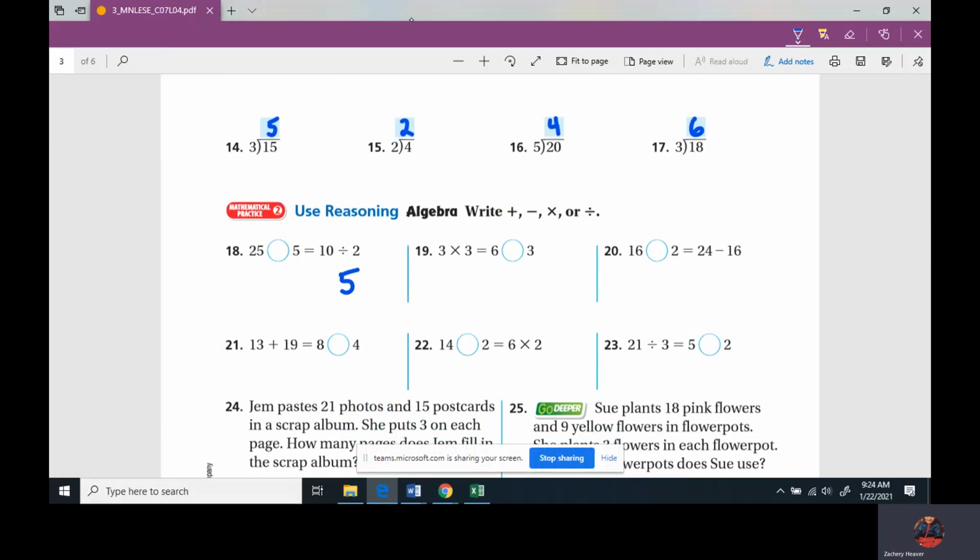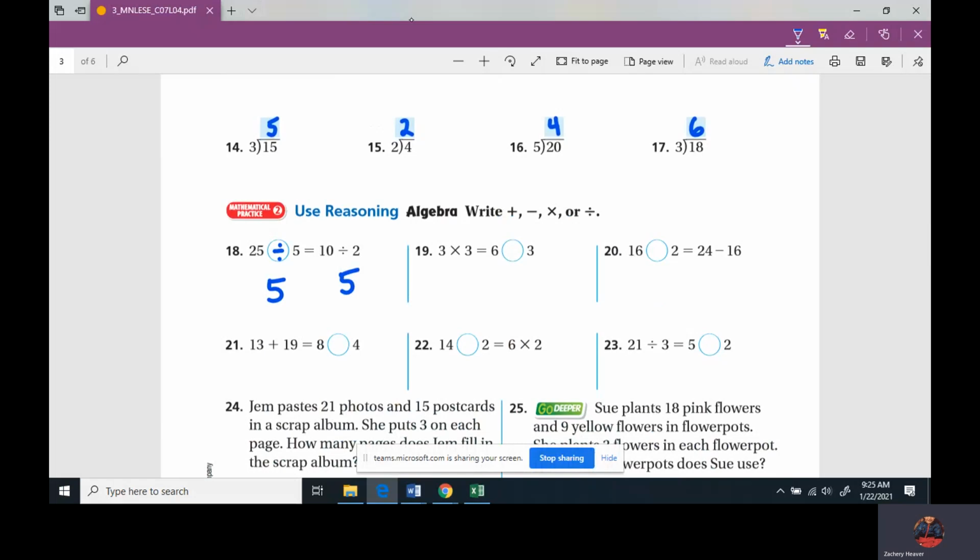Now, Mason, if I used minus, what's 25 minus 5? Are those equal now? No. 20 is not equal to 5. They have to be the same number. 25 times 5 is 125. But what's 25 divided by 5, Annie? 5. Is 5 equal to 5? Yes. So you need a divide sign in there.